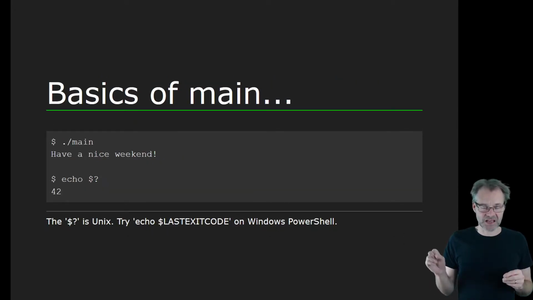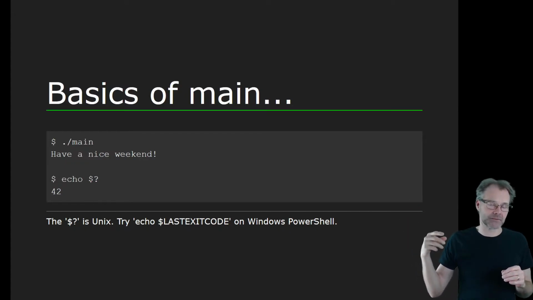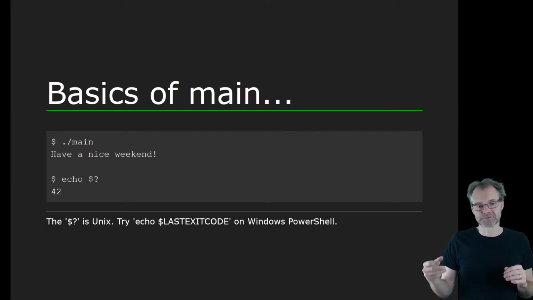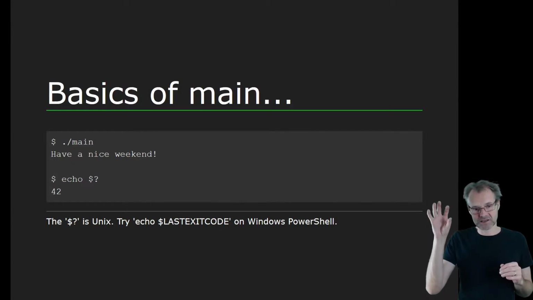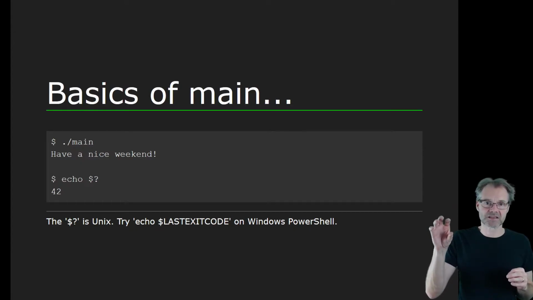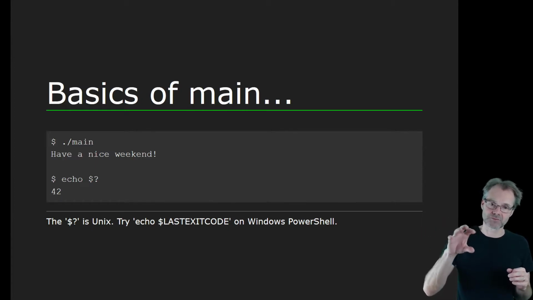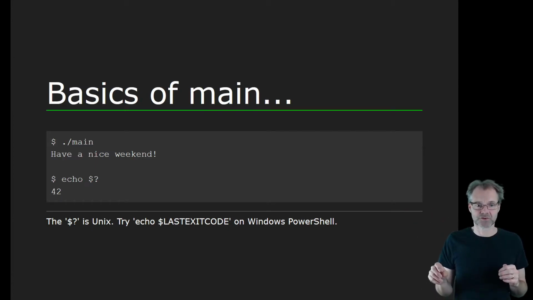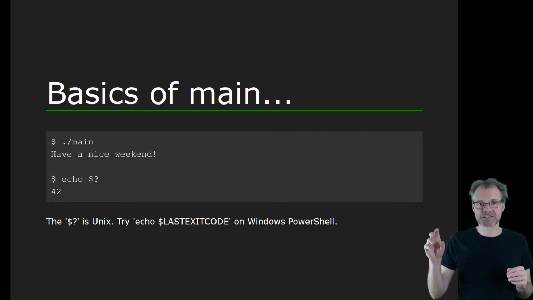And this is an example where I execute the main. Here I have my program called main, executing it, just printing it out. And on the second part there, I'm printing out the exit code. So my $? is a variable for the Unix terminal, and it contains the exit value of the last process. So here it's turning out to be 42. That is Unix specific, but you can try out echo $LASTEXITCODE on the Windows PowerShell and you should get the same value there.